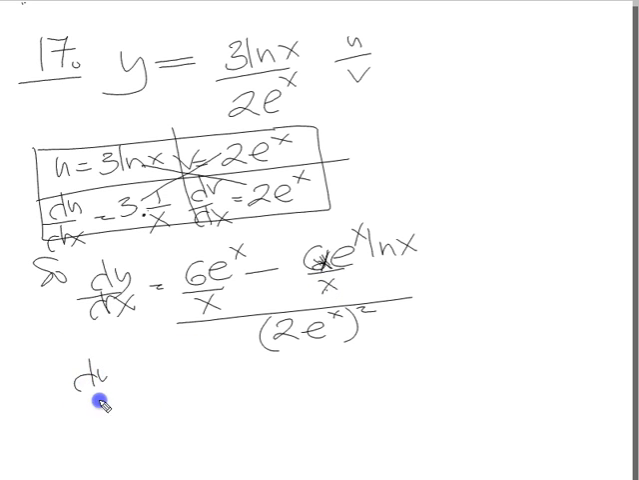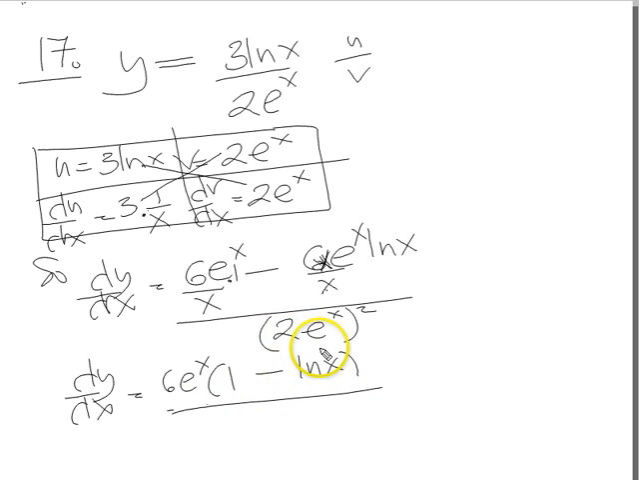So now, dy/dx then. The 6 is common, e to the x over x is common, right? Bracket, there'll be a 1 here now, won't there? Minus, and it'll be log x, close bracket, all over 2e to the x squared, which is 2 times 2, which is 4, e to the x times e to the x. So I'll just leave it like that for the moment.